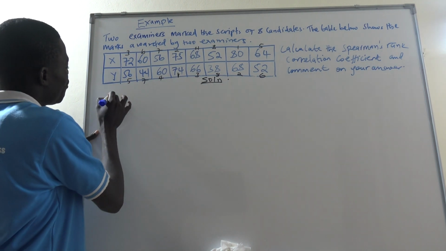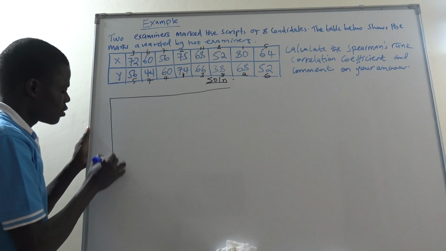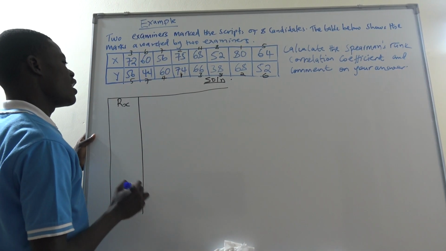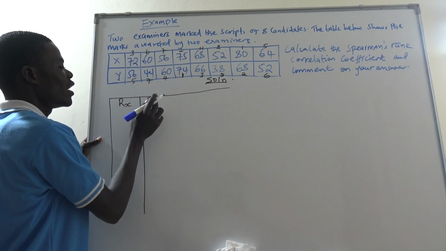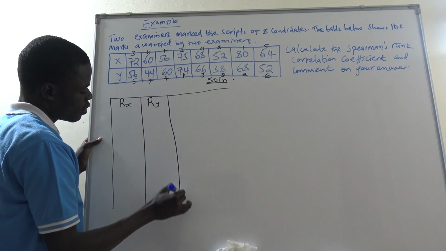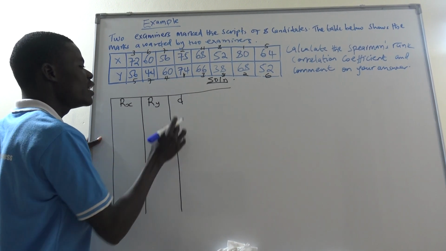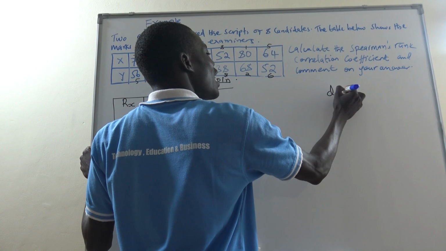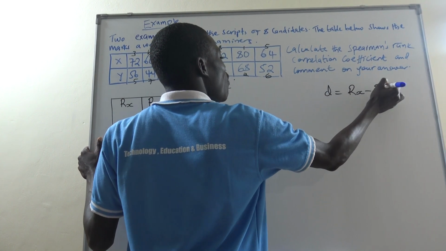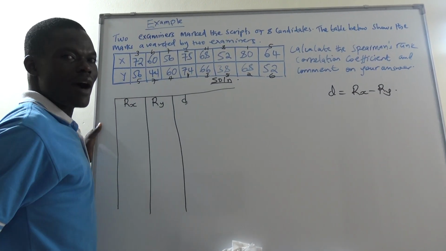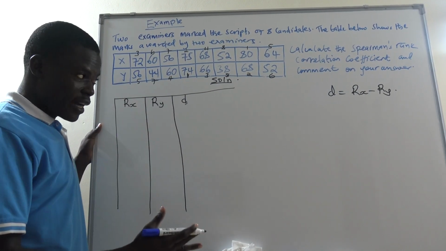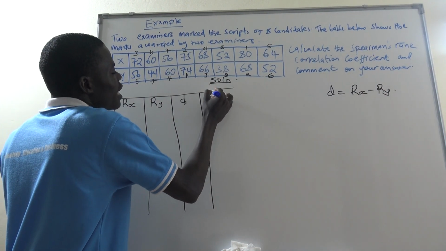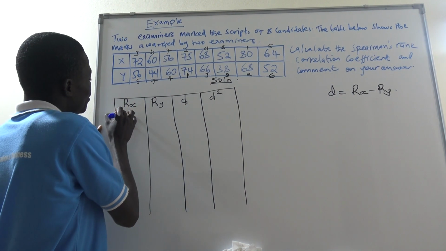So we shall draw a table that has the ranking of X, which I denote as R of X, then the ranking of Y, which is denoted as R of Y. Then we get the difference D, which is the difference between the ranking of X and the ranking of Y. This D can be given as ranking of X minus ranking of Y, or you can interchange and say it is ranking of Y minus ranking of X. What we need here is the difference. Then after getting the difference between the two examiners, you get the square of their difference. Then you are done.